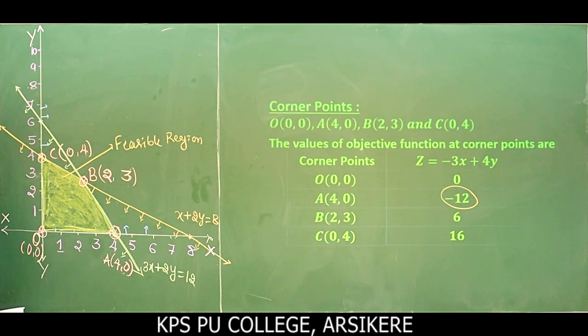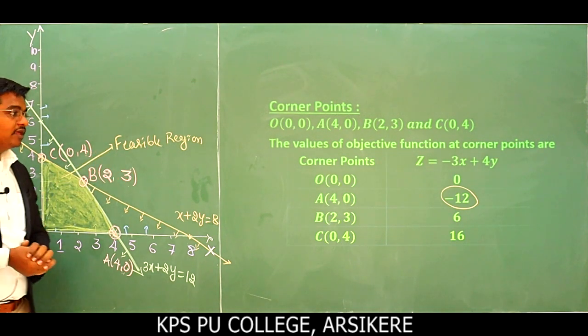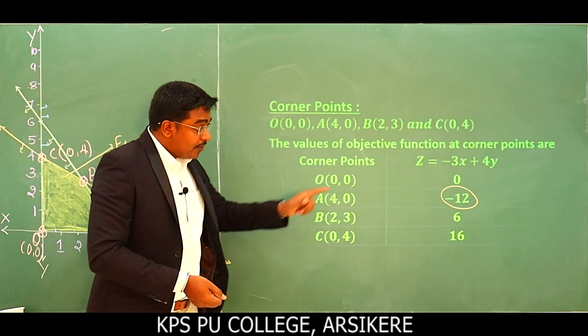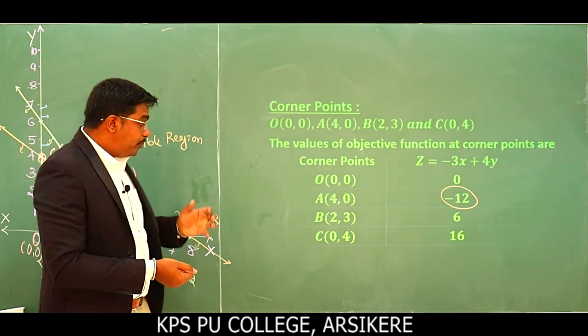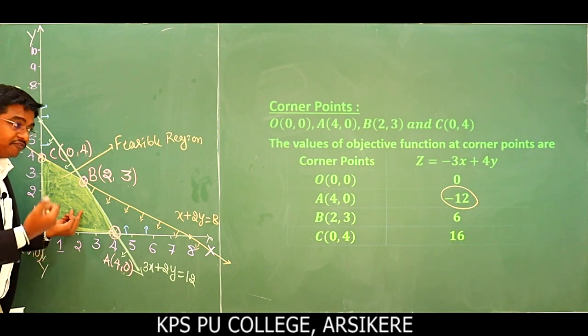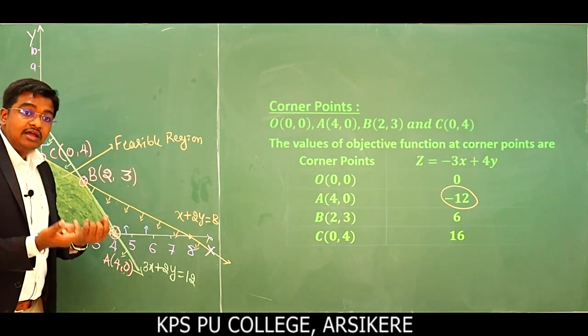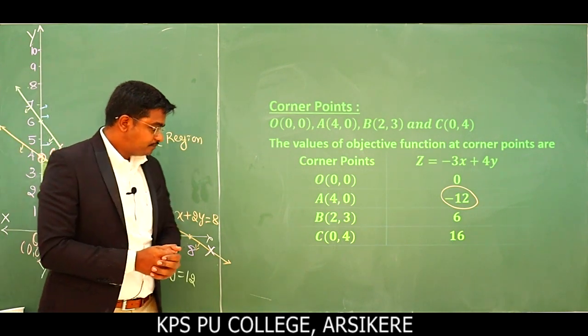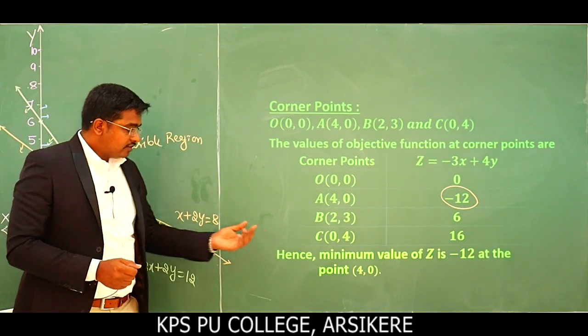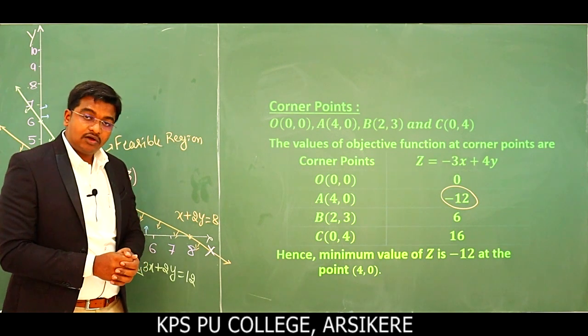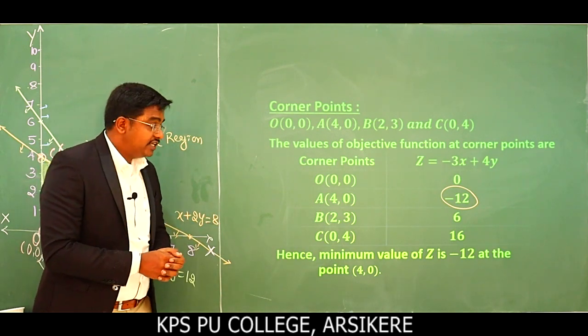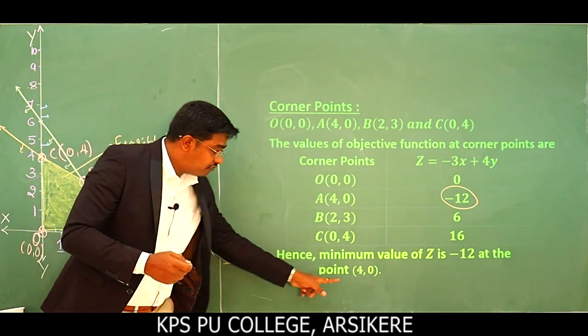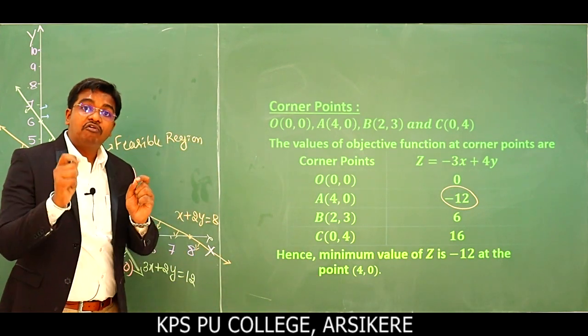Once the feasible region is drawn, we took the corner points, and considering the corner points, we find the value of the objective function. Is it clear? Then what is the least value? Minus 12 is the least value. Because the region is bounded, we conclude that minus 12 is the minimum value of the objective function. Hence the minimum value of z, the objective function, is minus 12 at the point 4, 0.